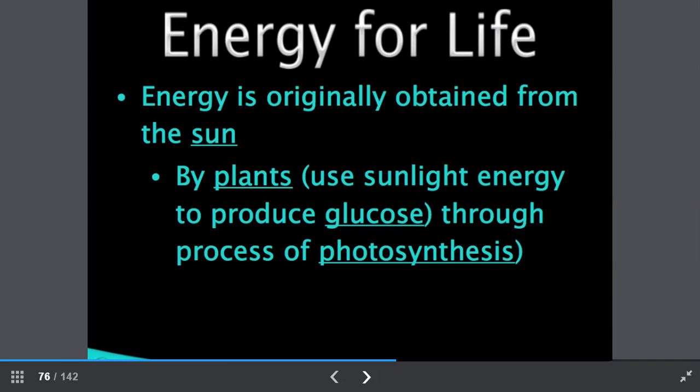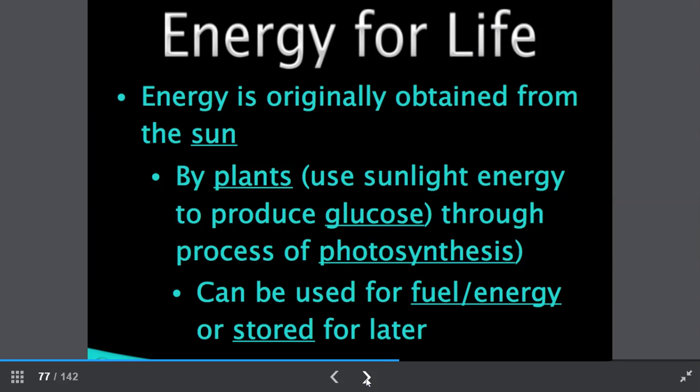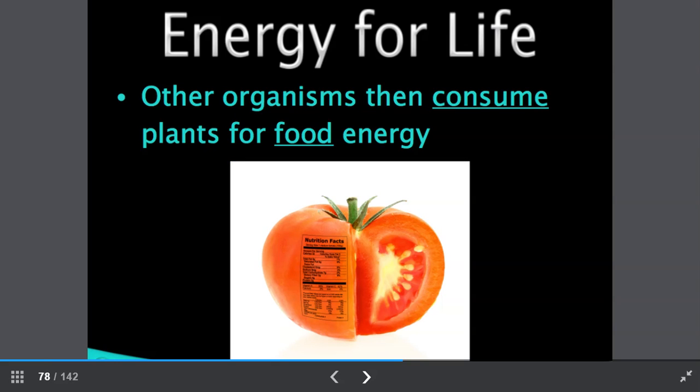Energy is originally obtained from the sun by plants who use sunlight energy to produce glucose. Remember, we call those producers or autotrophs through the process of photosynthesis. They can be used for fuel or energy or stored for later use. Other organisms then consume plants for food energy. These are consumers.